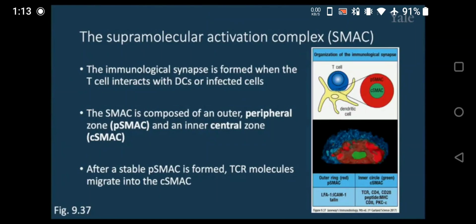Once the P-SMAC is formed, TCR molecules that initiated the contact between the infected cell and the cytotoxic T cell will then migrate to the peripheral SMAC. This creates a nice open space where cytotoxic effectors can be released onto the infected cell.